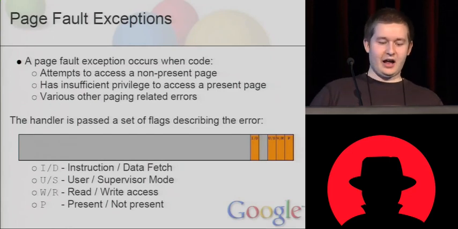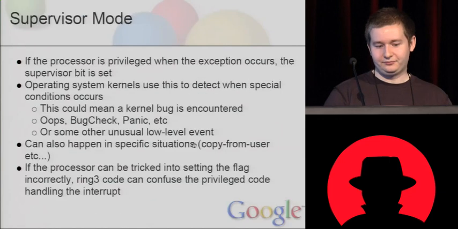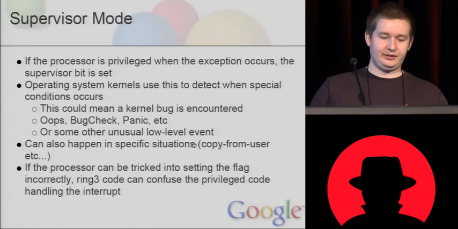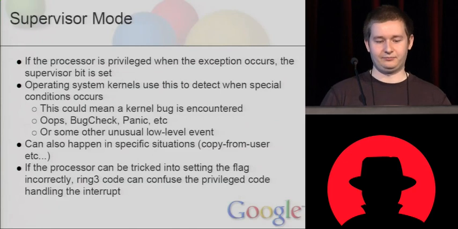The flags are ID, which explains whether the page fault was caused by an instruction or data fetch; US, which means the page fault occurred during user or supervisor mode; WR, which says whether it was a read or write; and P or NP, which means present or not present. Supervisor mode, which is what sets the US bit, is set when the page fault occurred during some privileged operation.